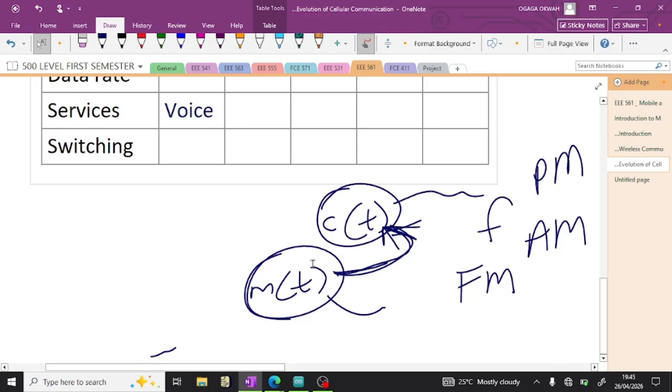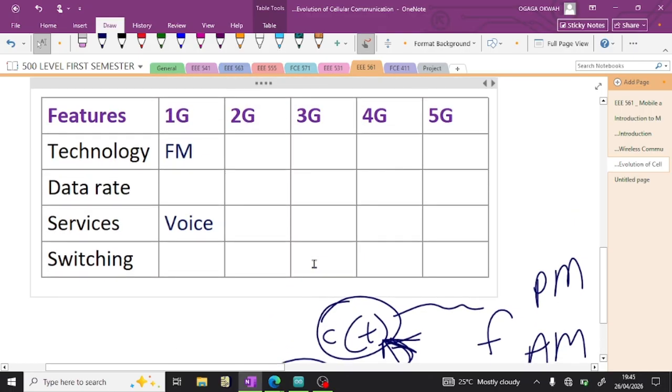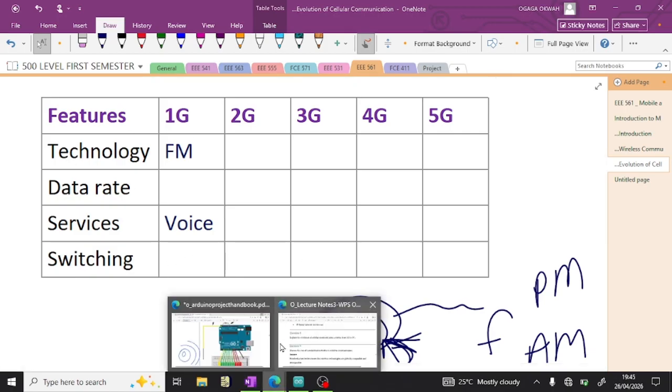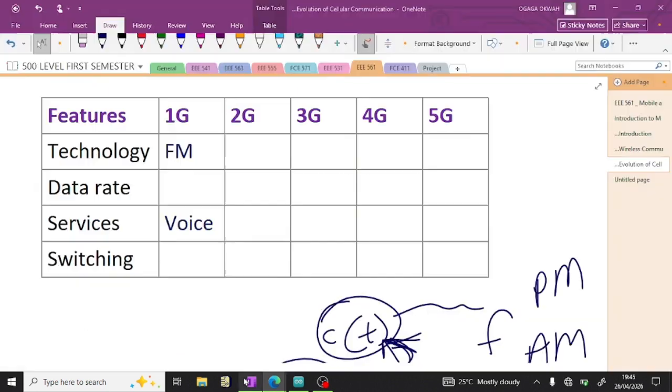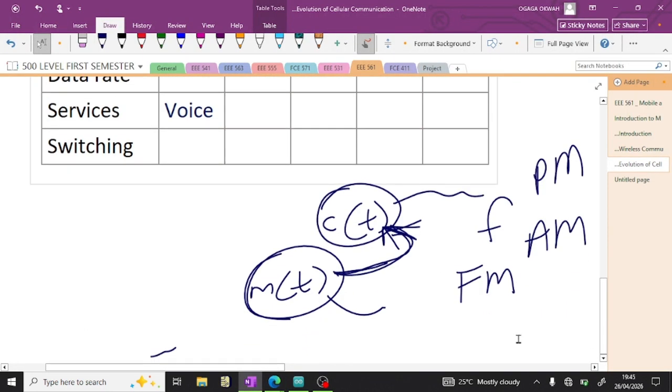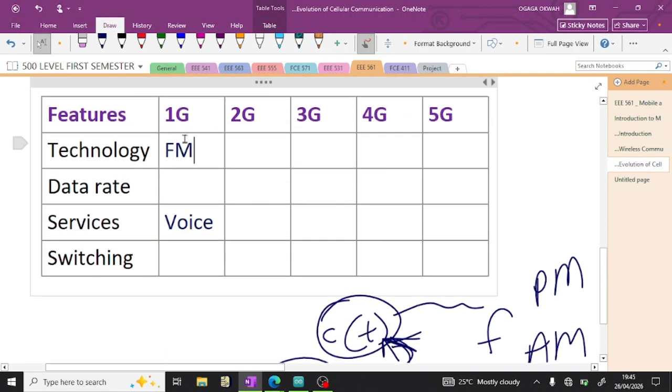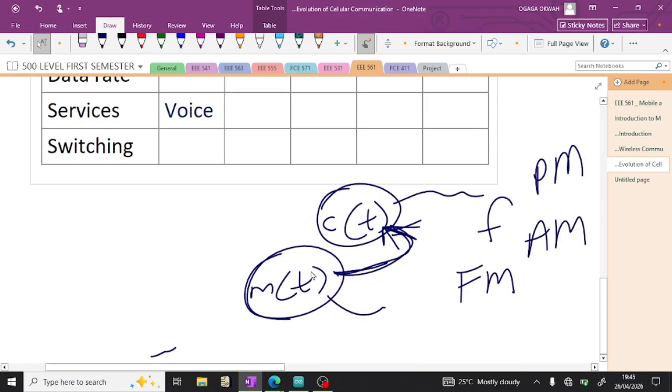However, we still do our best to explain deep as much as we can that will be relevant to answering these questions here. Okay, so let's continue. So with this now, we've seen that FM is the technology used in this generation. However, not just FM alone.